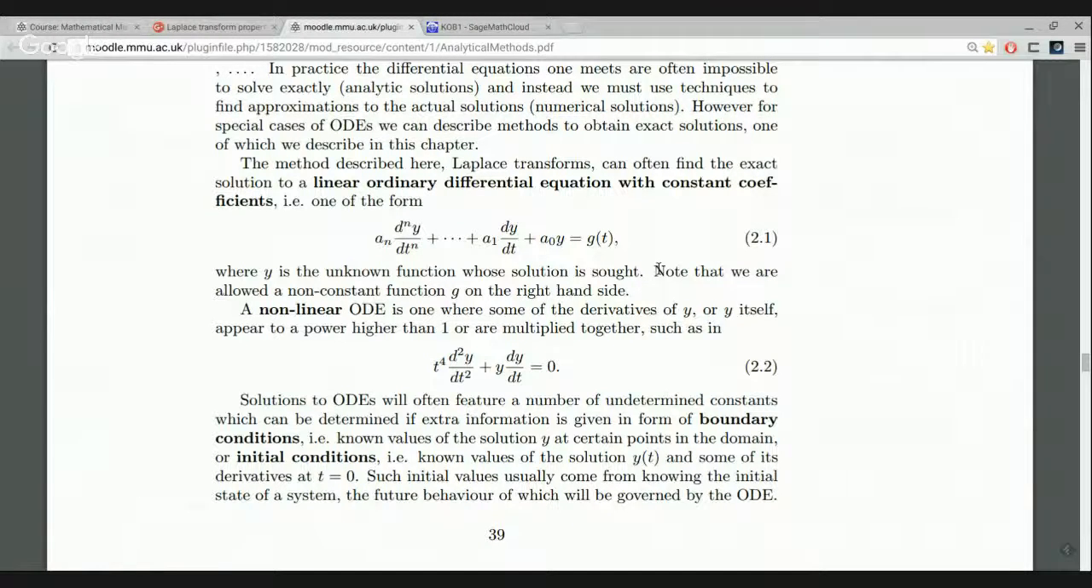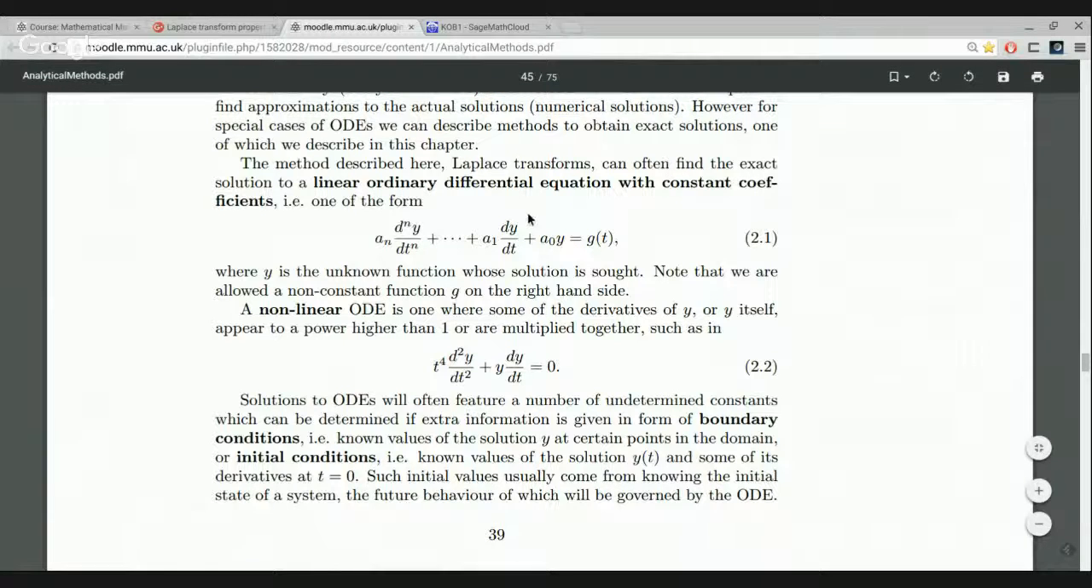You've got derivatives of different order, but they're never multiplied together, and the derivatives are never raised to a power. So the differential operator applied to y is a linear one. It's a combination of derivatives of different orders, and those derivatives are multiplied by coefficients. So it's termed a constant coefficient ODE. These coefficients of the various derivatives of y are all constants.